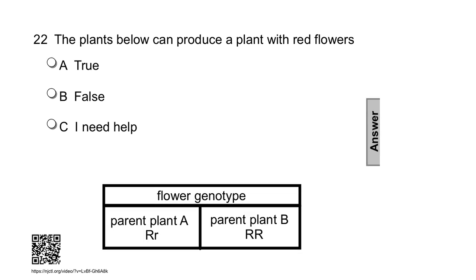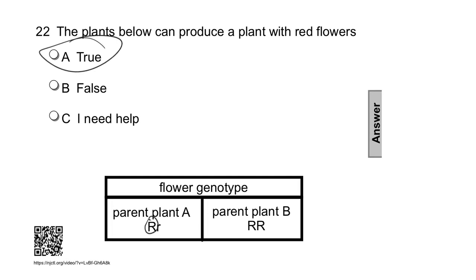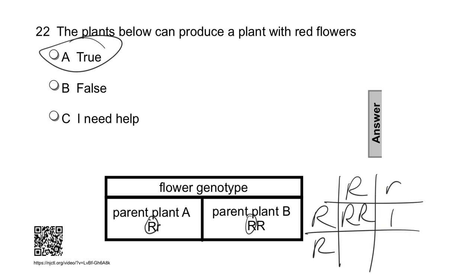Plants below can produce a plant with red flowers. Yeah, all their plants will be produced have red flowers. True, because you got a big R here, and you got at least one big R here, so sure it can. Now, just to show you, all the plants will produce red flowers. The only way you can produce white flowers is if both parents have a little r, which they don't. So I'm doing a long way of solving this, but that's not necessary.